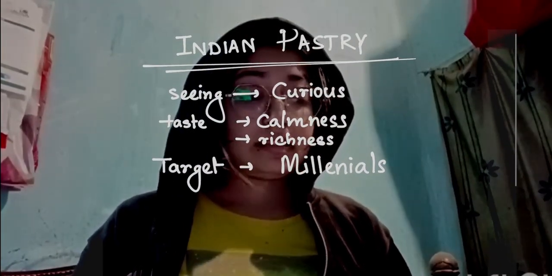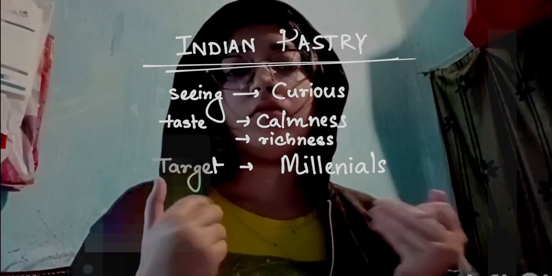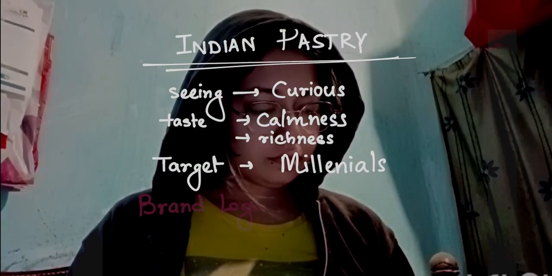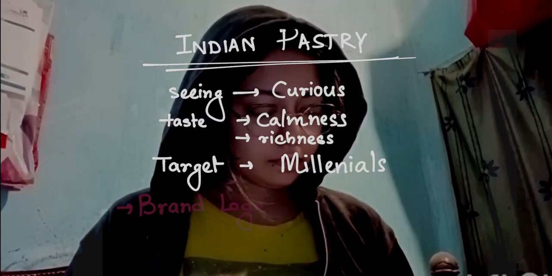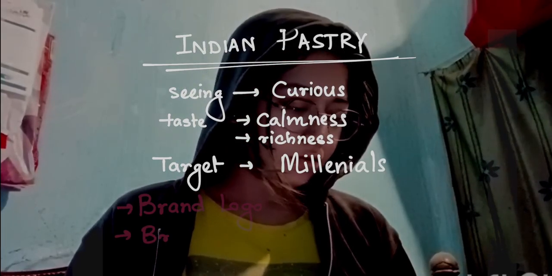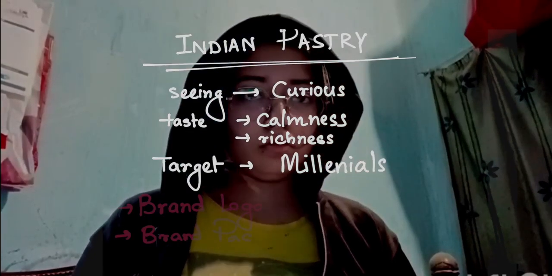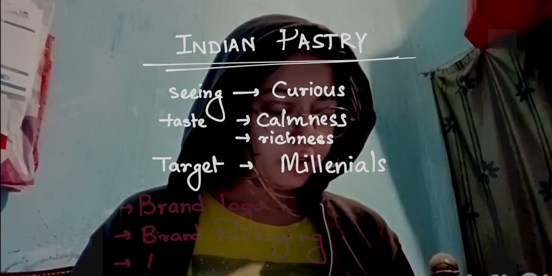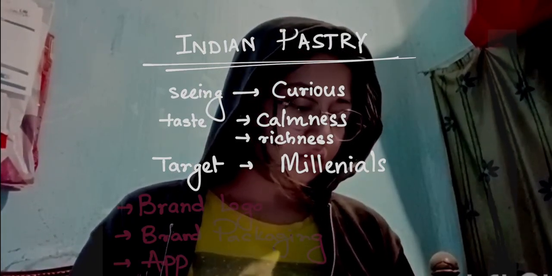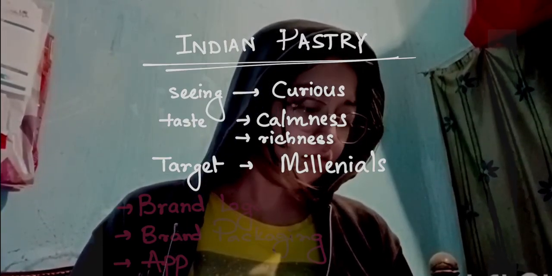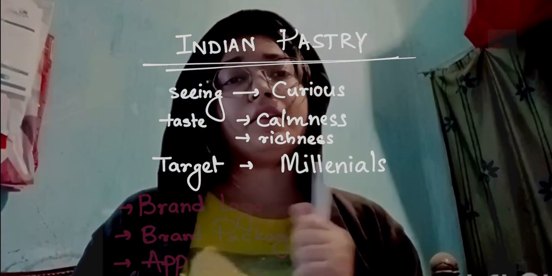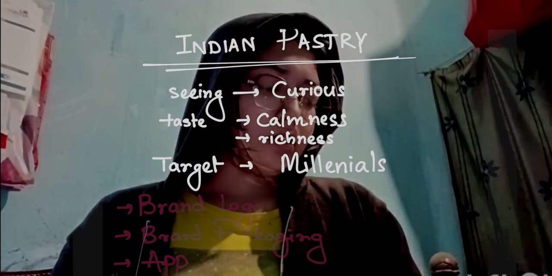Okay, now the next thing is what they want us to do. Brand logo. Okay, then brand packaging. They want the packaging design also, and the app. They want one app for them to work. And yeah, so these three are the main important things they want from us.